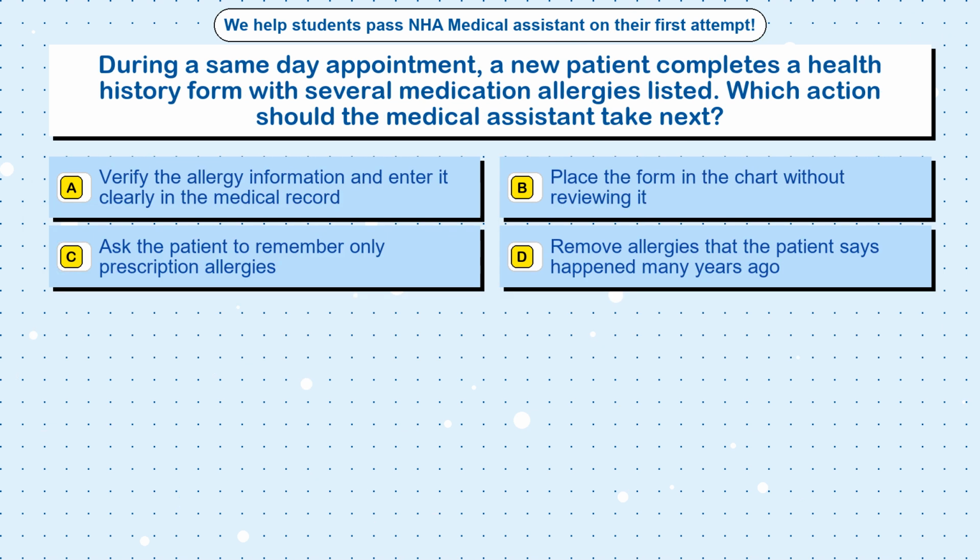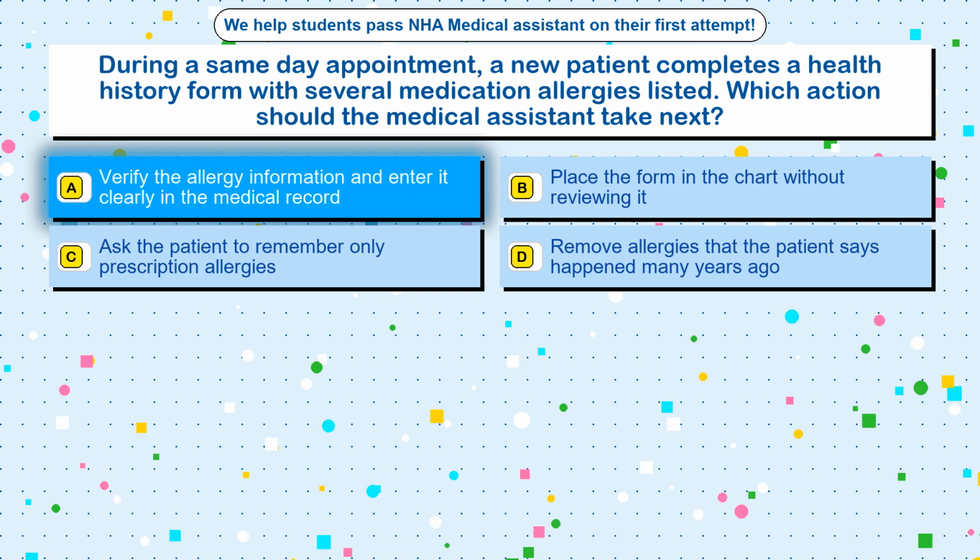Question 3. During a same-day appointment, a new patient completes a health history form with several medication allergies listed. Which action should the medical assistant take next? Option A, verify the allergy information and enter it clearly in the medical record. Option B, place the form in the chart without reviewing it. Option C, ask the patient to remember only prescription allergies. Option D, remove allergies that the patient says happened many years ago.